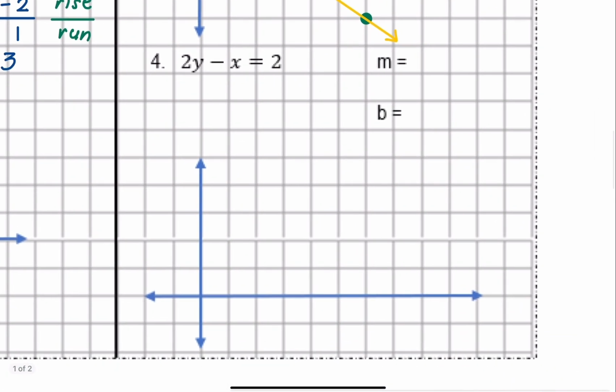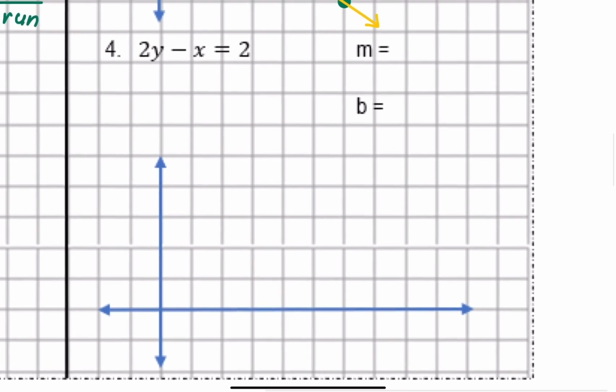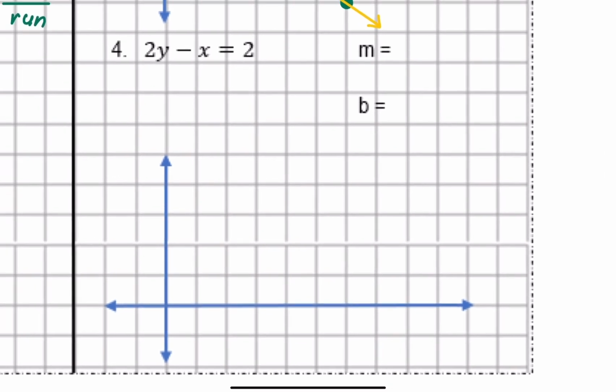For our last example, we have 2y minus x is equal to 2. Again, class, we have to make this in the form of slope-intercept form, which is y is equal to mx plus b. So now, we have to eliminate negative x because it should be on the right side. So how can we eliminate negative x? The opposite is positive x.